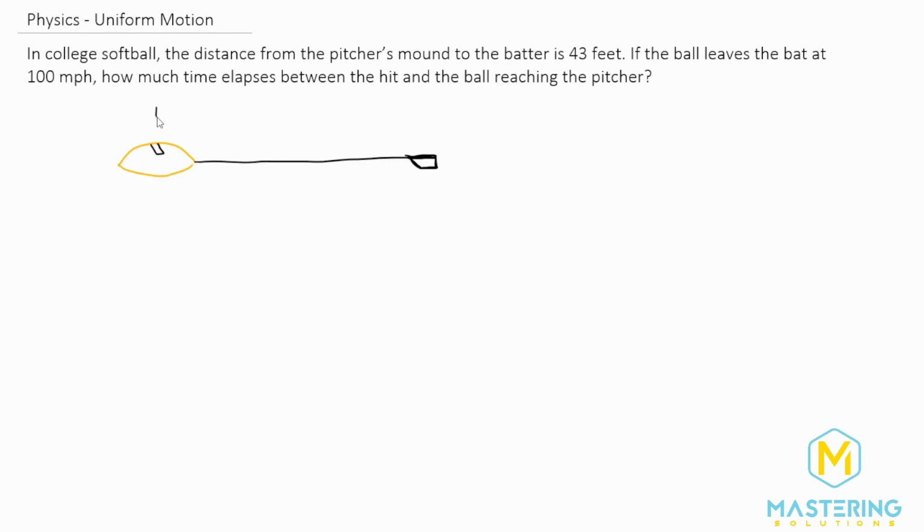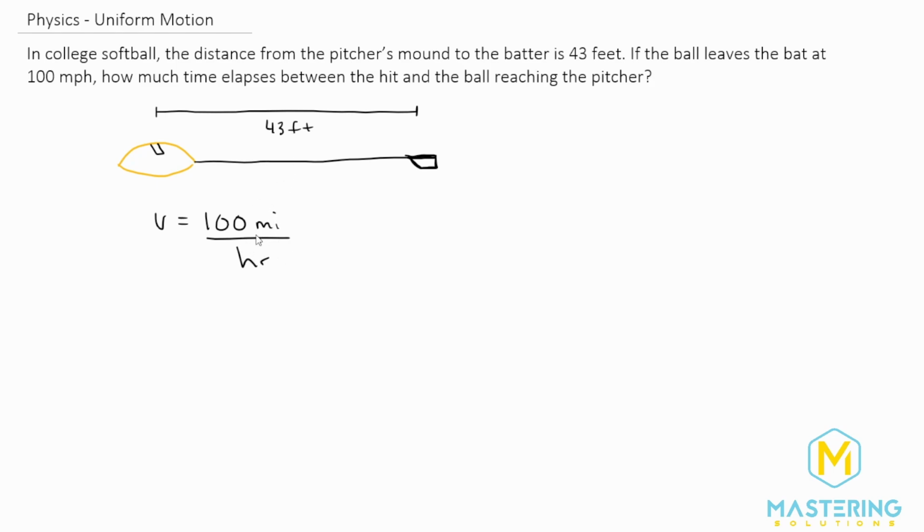And then they tell us that this distance right here from the pitcher's mound to home plate is 43 feet. And they say that the ball, after the batter hits it, leaves at a velocity of 100 miles per hour. So if you look at our units here, we have miles and feet. They don't agree, so we have to change one of them so they do.